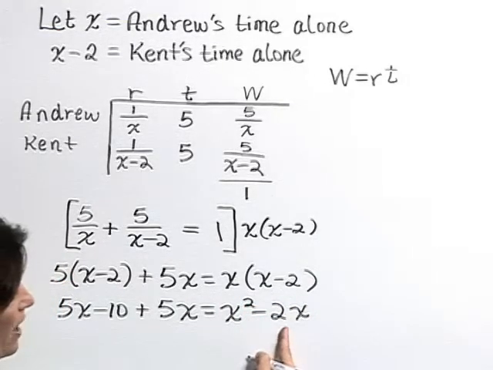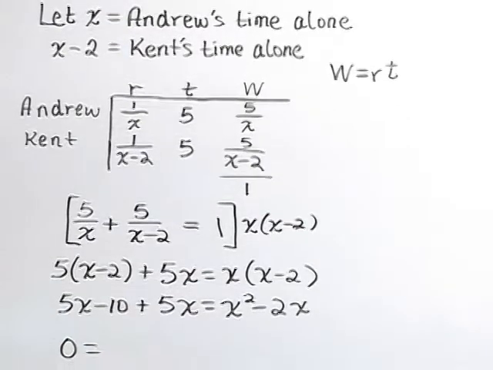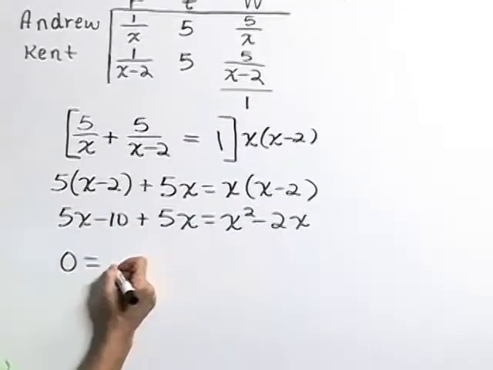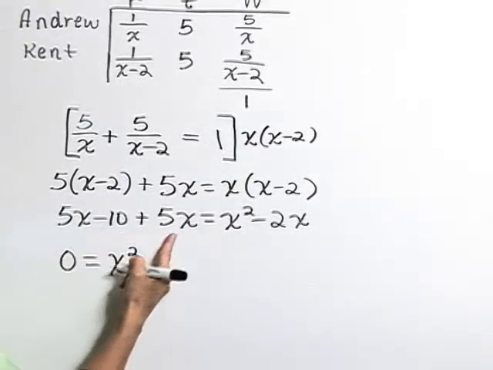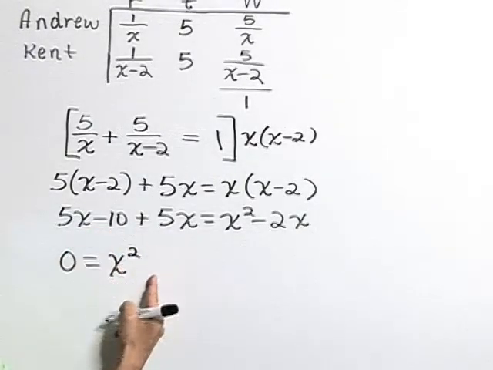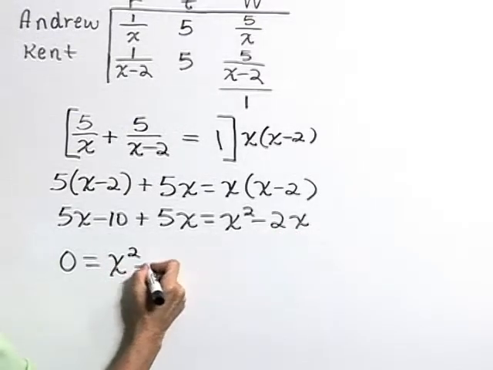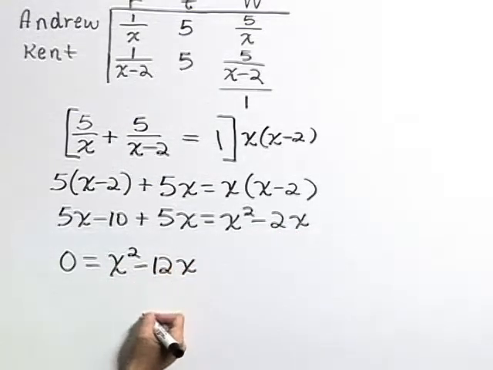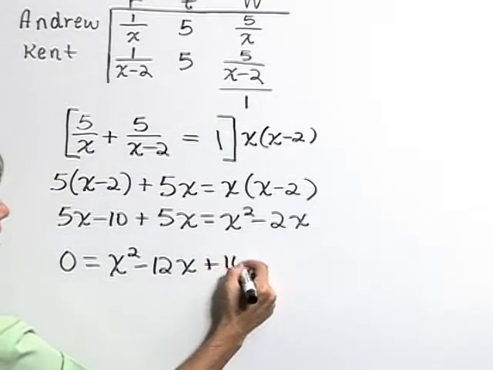Here we have a quadratic equation. Let's put it in standard form. I'm going to move everything to the right-hand side, setting that equal to 0 on the left-hand side. We have this term x squared. On the left, we have a combined 10x. Subtracted over, negative 2x and a negative 10x is a negative 12x. And let's add that 10 to both sides as well to get a plus 10.